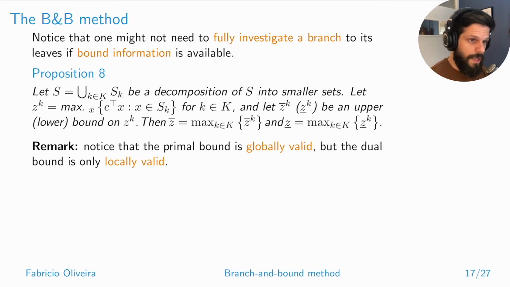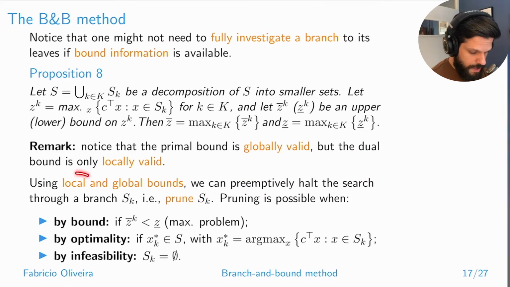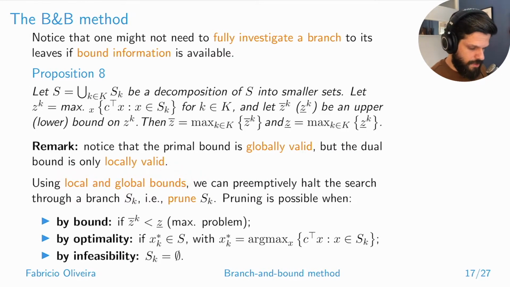Okay, and so with these local and global bounds at hand, especially the global bounds, we can preemptively, in a sense, before you do anything, you can do something else. So preemptively hold the search through a given branch escape. So in our tree analogy, we are cutting a branch escape. So basically three situations will allow you for pruning. The really important one is what we call pruning by bound.